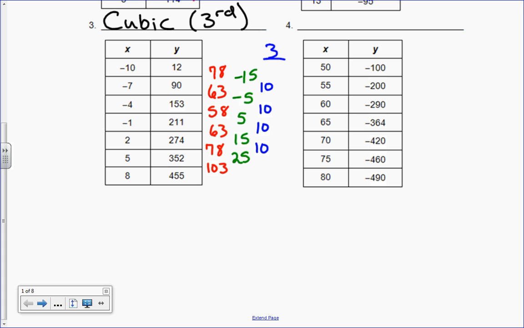The last one, doing the same thing. This one has a lot of negatives, so this is where you got to really be on your P's and Q's about what you're typing in. For instance, negative 490 minus negative 460 is what should be typed first. Gives you negative 30.